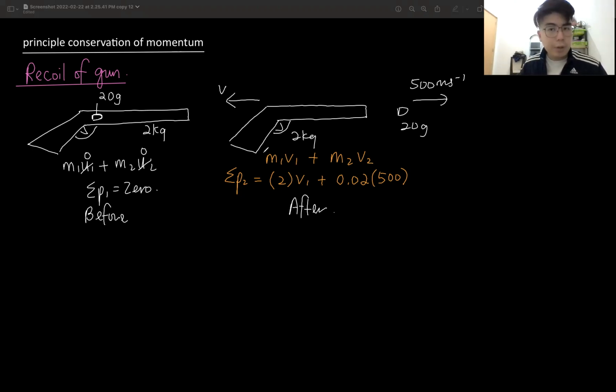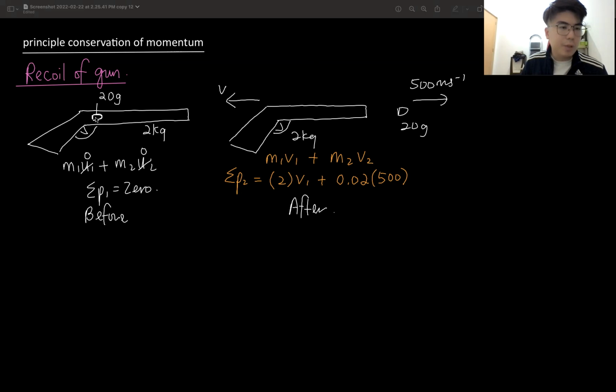Momentum is conserved or not conserved? Momentum is conserved. Why? Because there's no external forces. You see, when I press the trigger, there's a force produced from the gunpowder, right? The gunpowder here produces a force that propels the bullet forward.